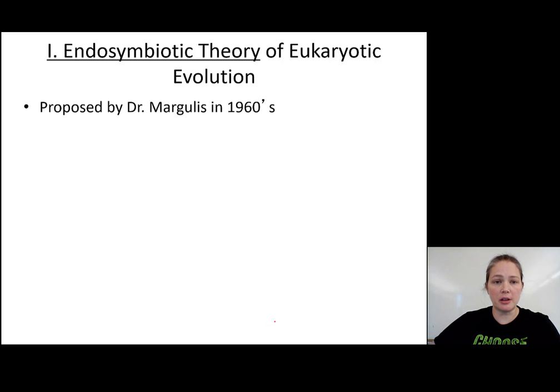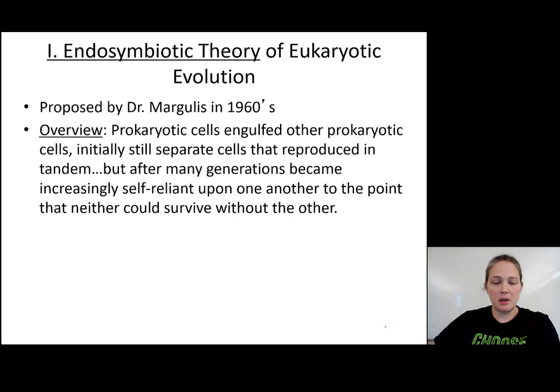Endosymbiotic theory of eukaryotic evolution. The endosymbiotic theory of eukaryotic evolution was proposed by Lynn Margulis in the 1960s. An overview is that she basically said that these prokaryotic cells engulfed other prokaryotic cells as if they were going to eat them, right? But it was helpful, so they kept them around.